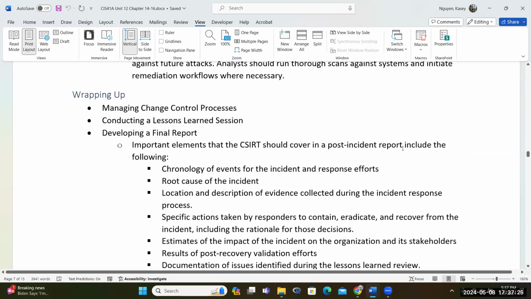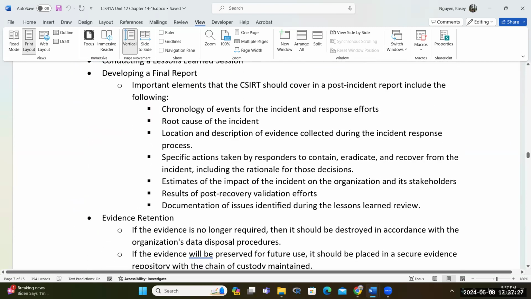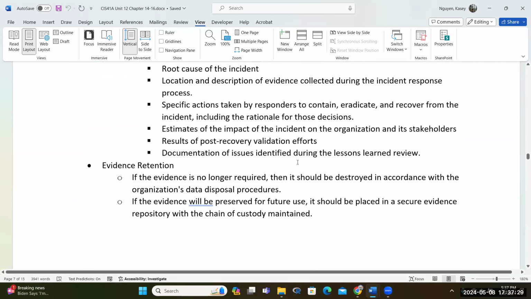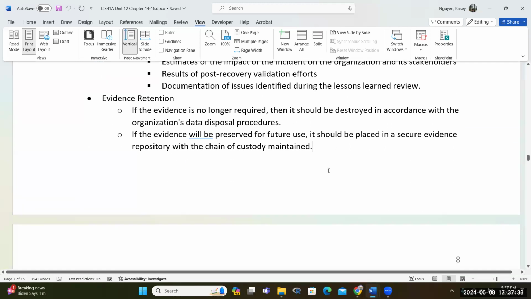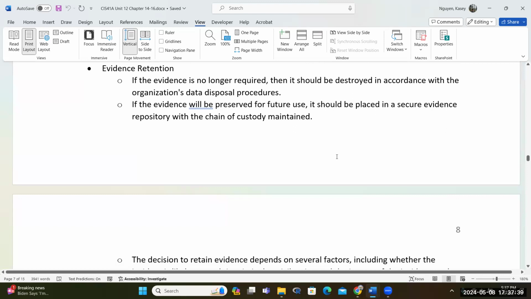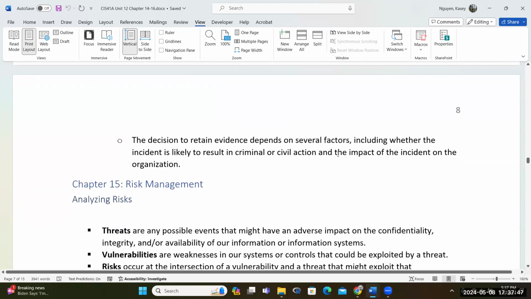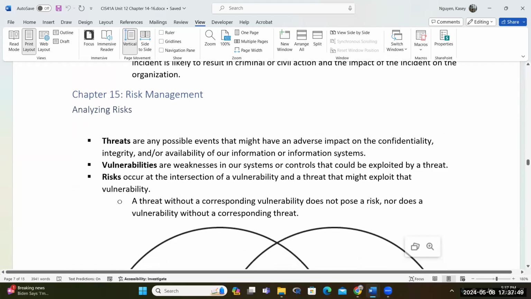So on your notes, it talks about how you can wrap up. We talked about finding the root cause. Your evidence retention really depends on the company's policy, also the regulation, right? Federal and state regulation, it's mandated. Most companies would retain 3 to 5 years, sometimes longer if it is HIPAA related or other areas, it could be longer. Okay, so here's risk management.